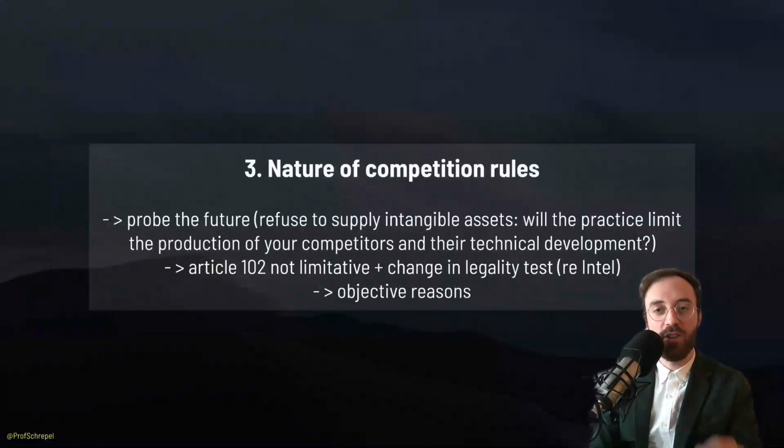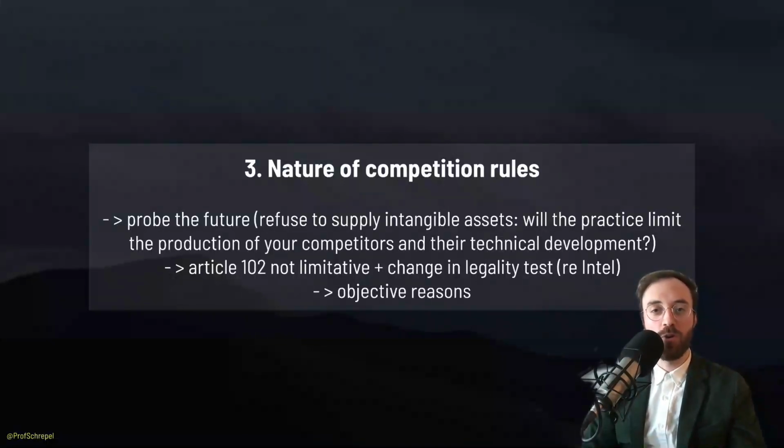Third, and last, the nature of competition rules makes, at times, the navigation of the API quite difficult. First, the assessment of specific practices requires probing the future. For example, the evaluation of refusal to supply asks whether the practice will limit competitors' production and technical developments. Companies cannot possibly know that. Second, legality tests change. In the EU, the Intel saga shows how the assessments of rebate can vary over time. This means the tree should be taken at face value, knowing that the law is a constantly changing subject.